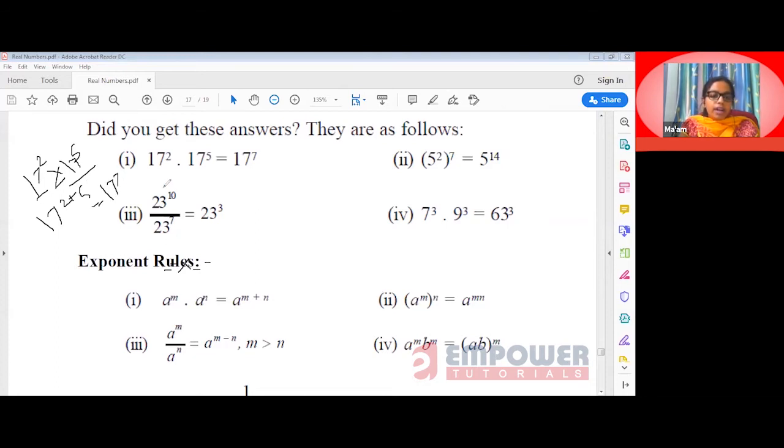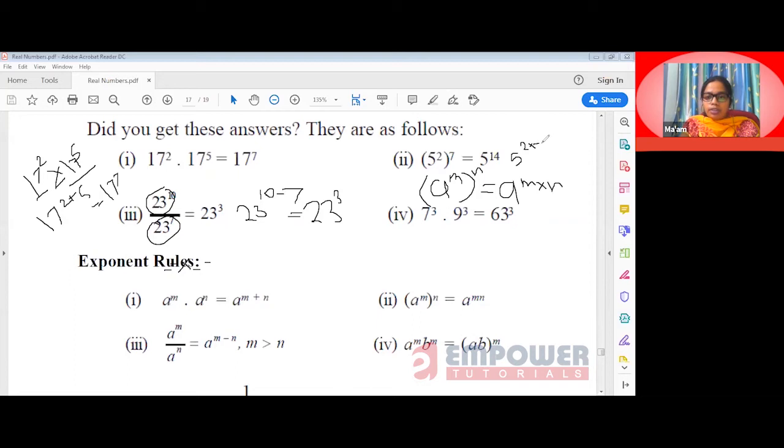Okay. When you have same base and there is a division sign between them and different exponents, what you are going to do is subtract those two exponents. So 10 minus 7, so you will get 23 raised to 3. When you have a raised to m raised to n, in that case it is a raised to m into n. So here you have 5 raised to 2 raised to 7. So you will do 5 raised to 2 into 7. You will do multiplication of your exponents and you will get 5 raised to 14.